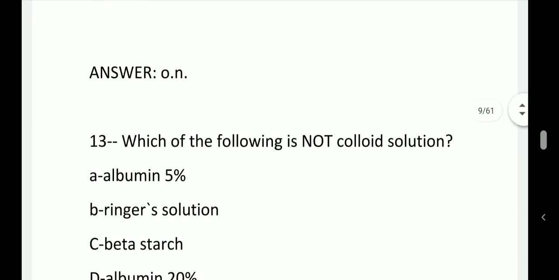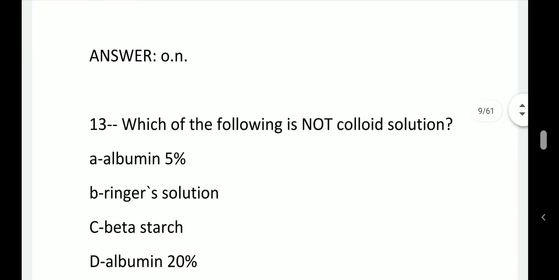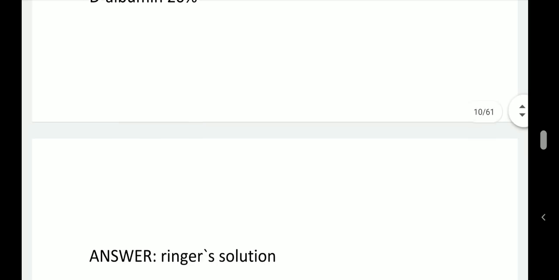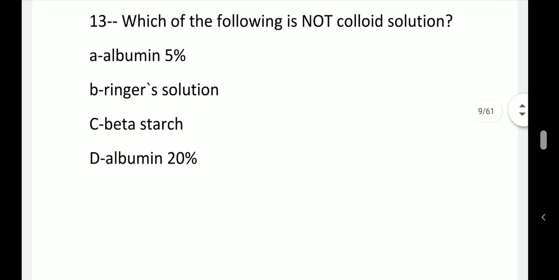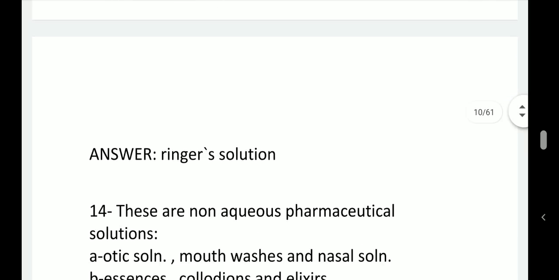Question number 13. Which of the following is not colloid solution? Option A, albumin 5%, option B, Ringer solution, option C, beta starch, option D, albumin 20%. Answer is Ringer solution. That is option B is the correct answer.